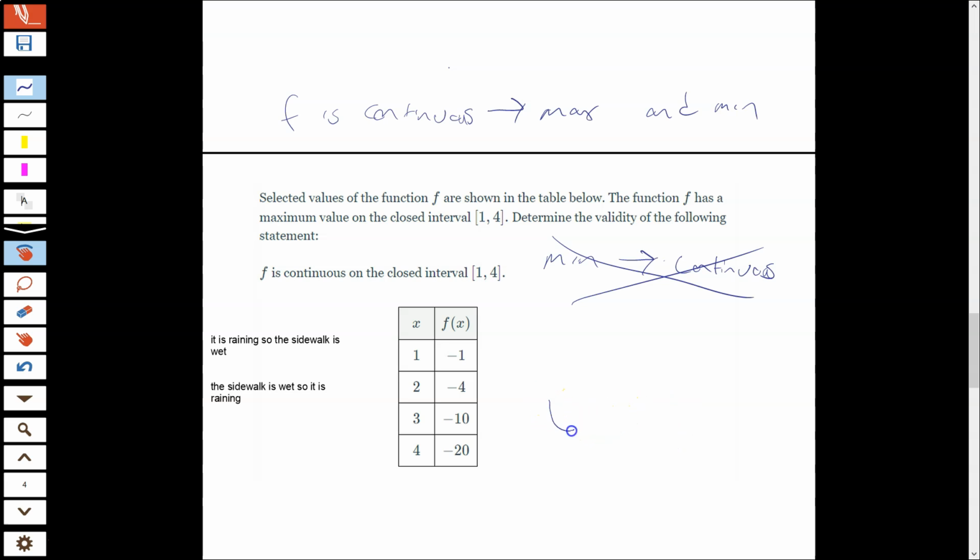Because I could draw a function. Here's a minimum. Here's a discontinuity, and it keeps going, right? So that is this example. So here we would say not necessarily true. These existence theorems, you cannot reverse them. They only work in one direction. If you say that f is continuous, you can prove a max and min, but having a max and min doesn't necessarily mean that the function is continuous. It's kind of a squares and rectangles situation.